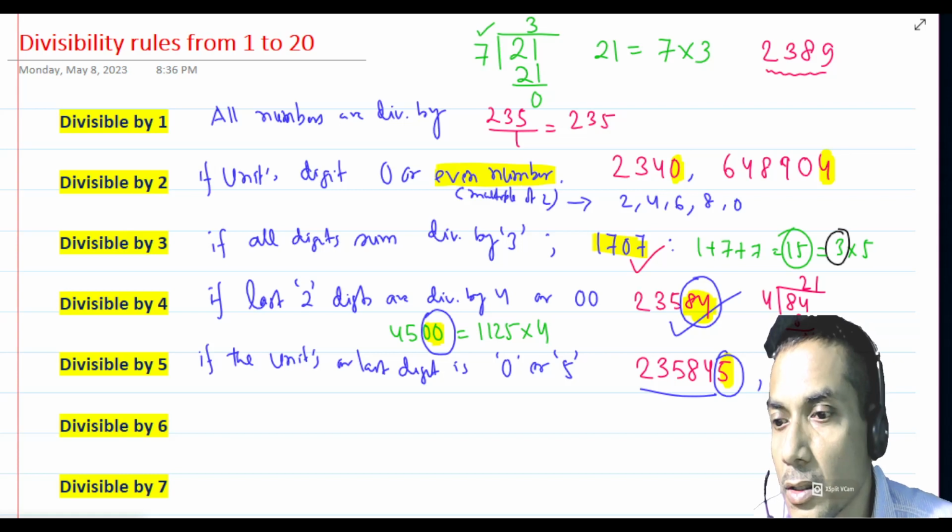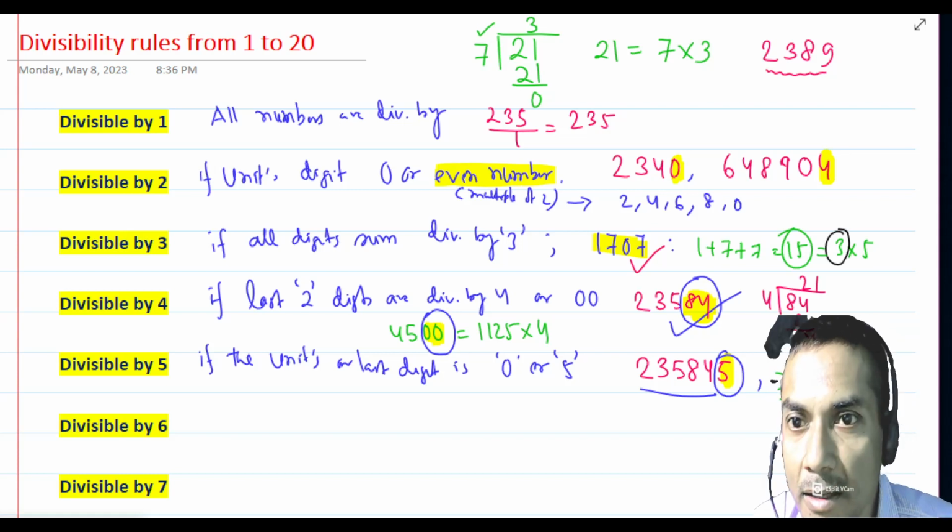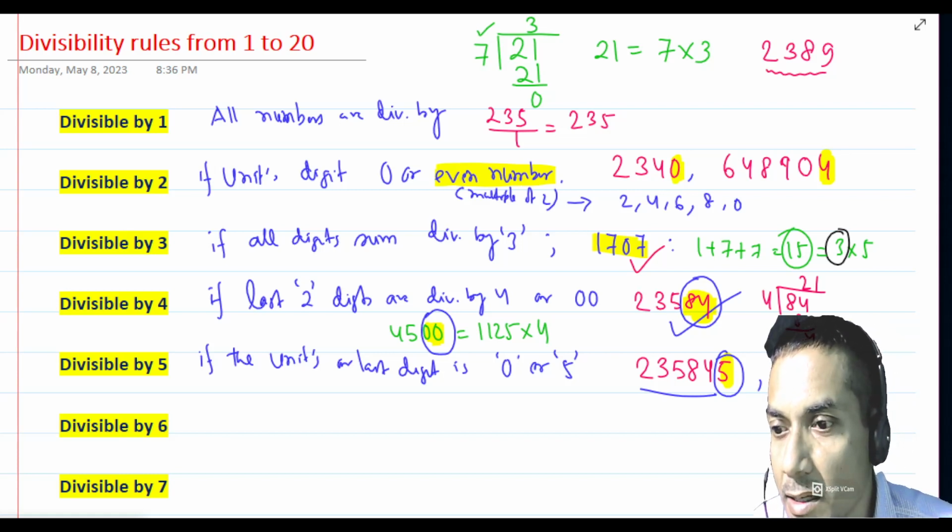78480 is also divisible by 5. Why? Because the last digit is 0.